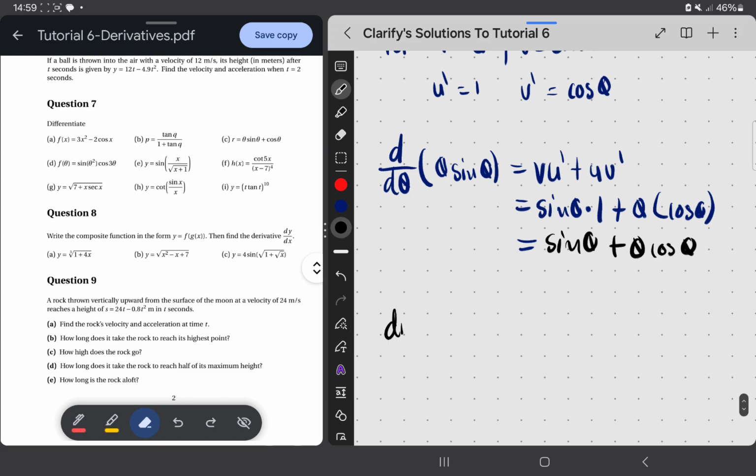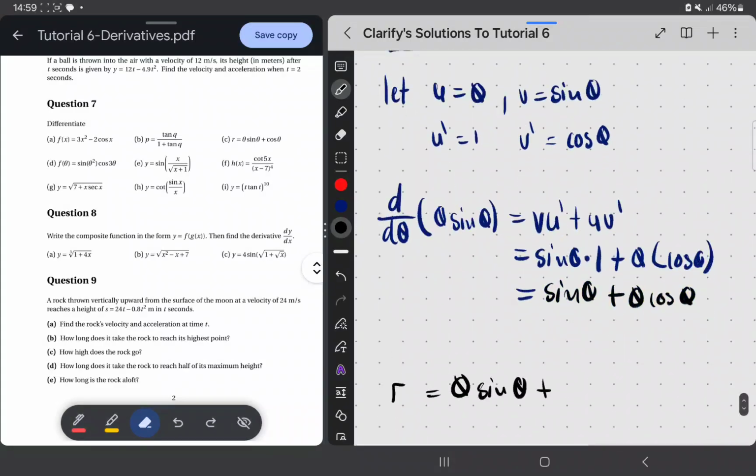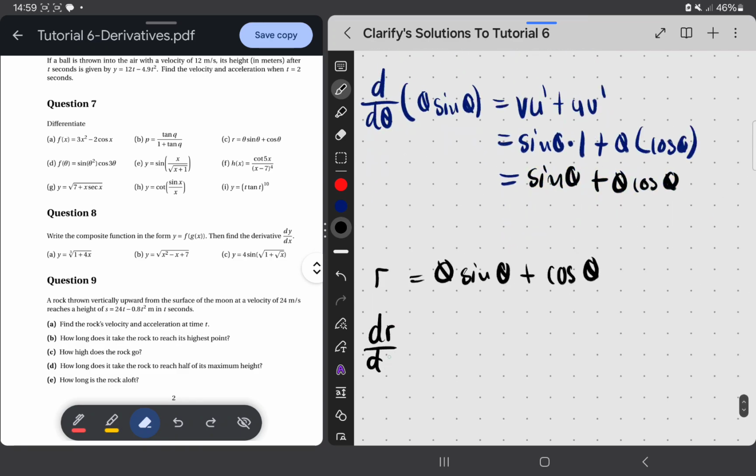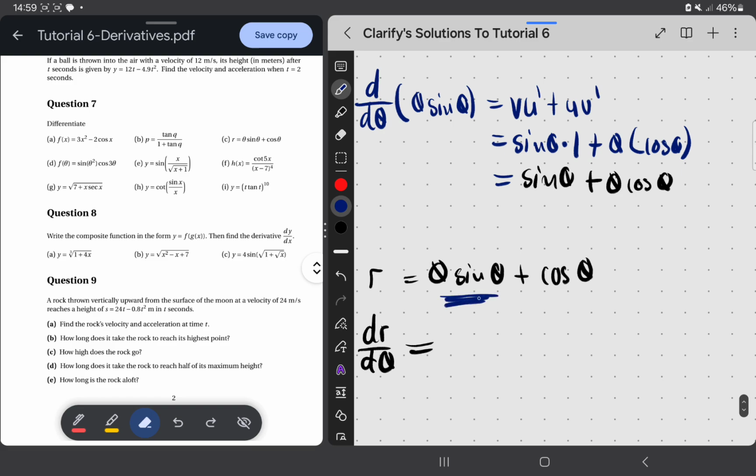So now you can say dr d theta, where you rewrite r as theta sine theta plus cos theta. Everything is in terms of theta, so we are differentiating r with respect to theta. We first do the derivative of this part, which we have just found, because this was two things multiplying. You've got to be careful. It will be sine theta plus theta cos theta.